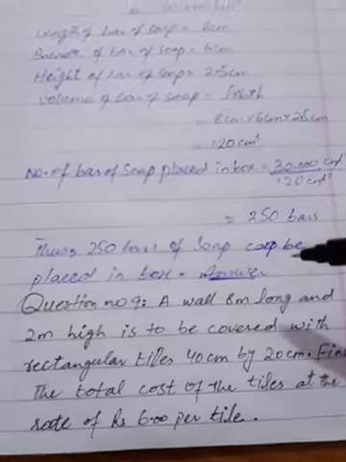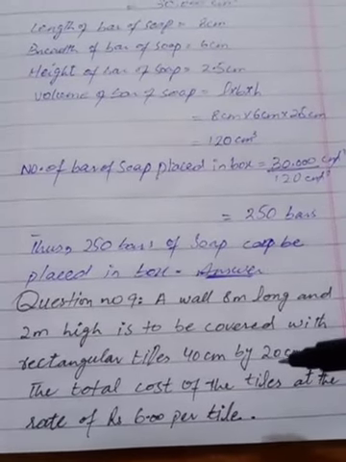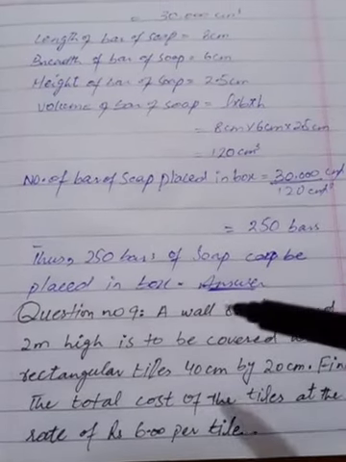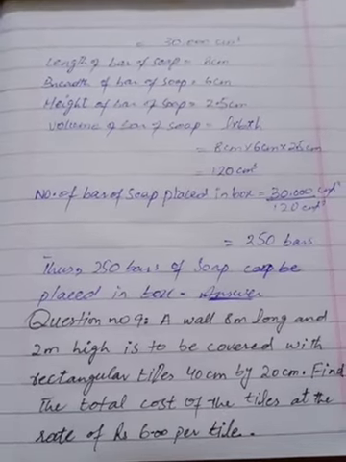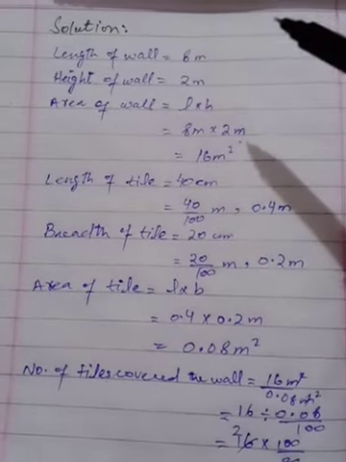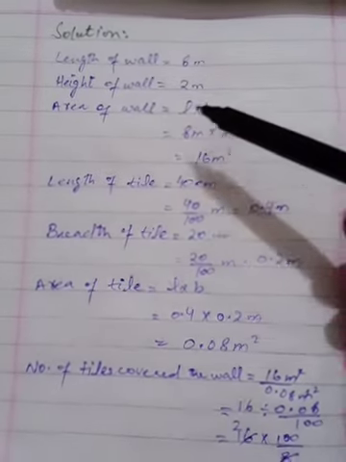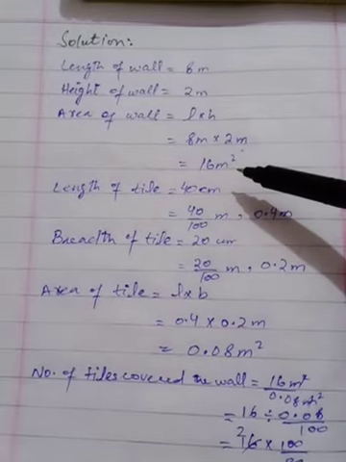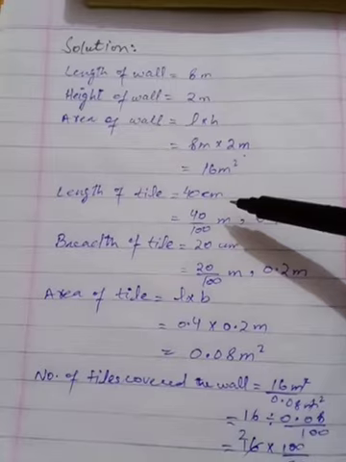So you have to find the area of the wall and the area of a tile, and then you find the cost of tiles. To find the area of the wall, first you put the formula. Length of wall is equal to 8 meter, height of wall is equal to 2 meter. So area of wall is equal to length multiply height, 8 meter multiply 2 meter is equal to 16 meter square. Length of tile is equal to 40 centimeter.